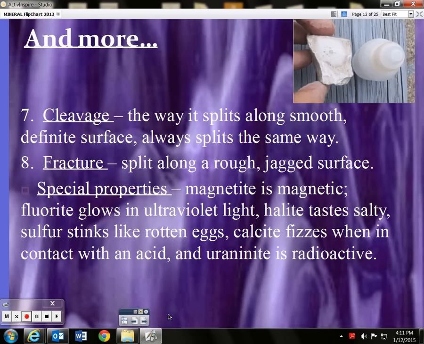And fracture is number 8. This is when your mineral splits along a rough, jagged surface. It's sort of lumpy, bumpy. It doesn't have any flat areas to it.